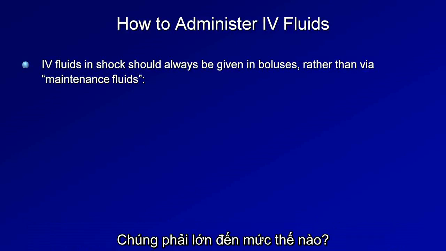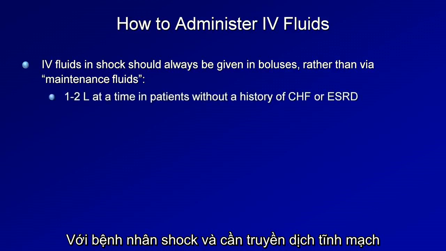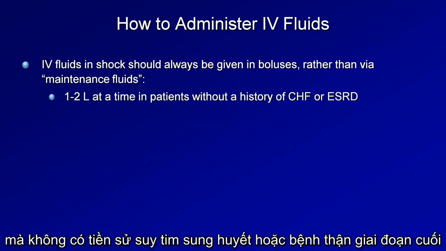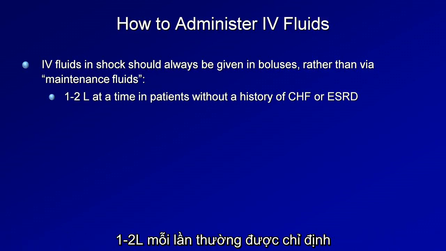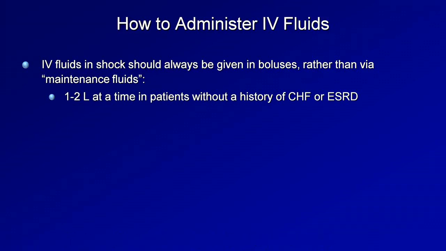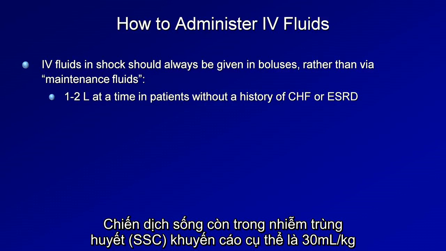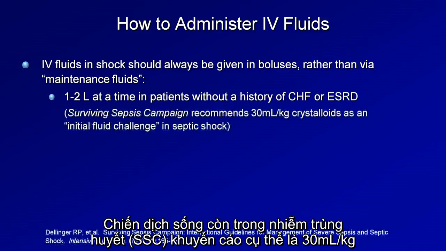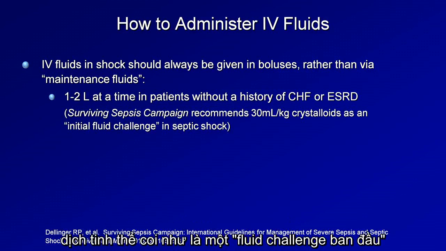How large those boluses should be depends upon the patient. For patients in shock and requiring IV fluids who are without a history of either CHF or end-stage renal disease, 1 to 2 liters at a time is typically ordered. The influential Surviving Sepsis campaign specifically recommends 30 milliliters per kilogram of crystalloid fluid as an initial fluid challenge.